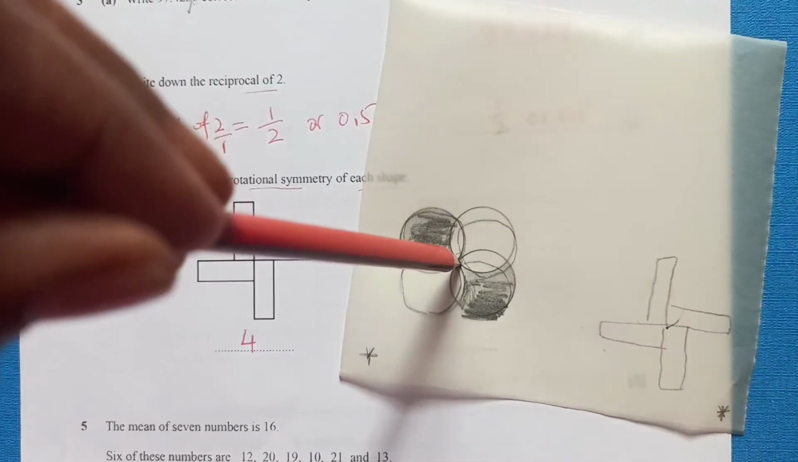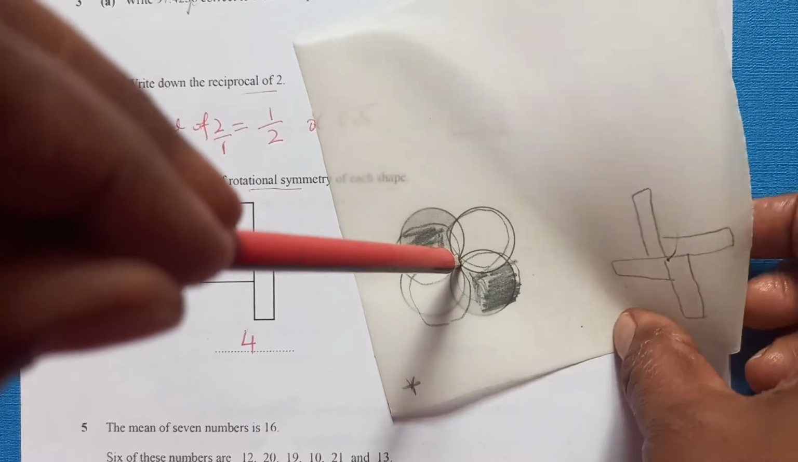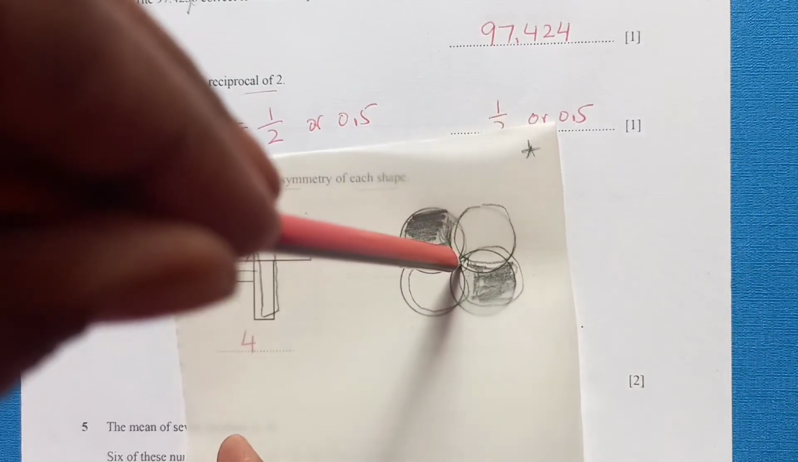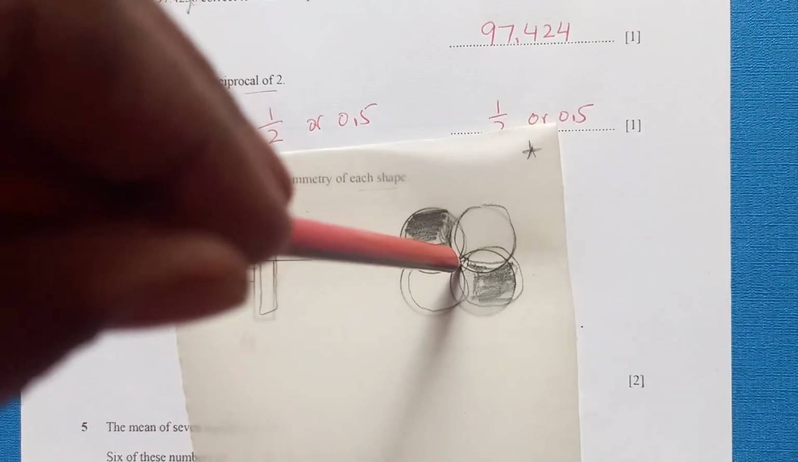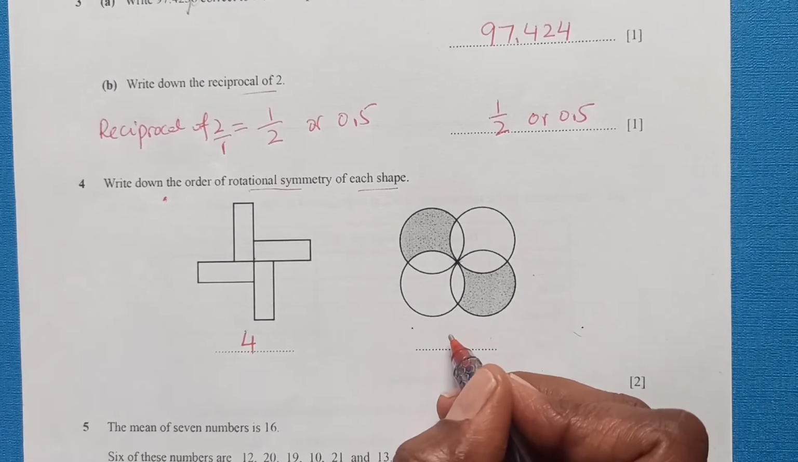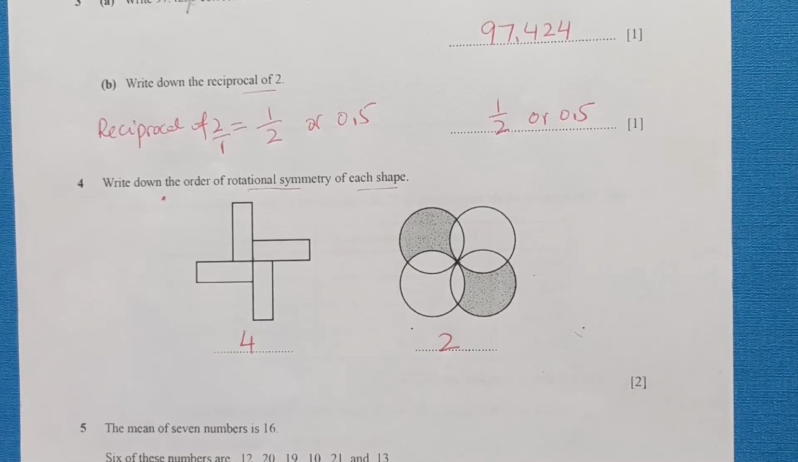Now how many times? Here again, you see the star came here again. So we got the same shape twice when we rotated this through 360. So the rotational symmetry will be 2.